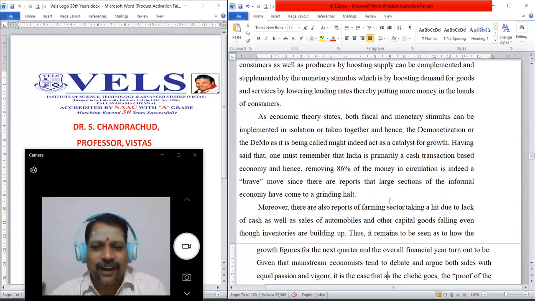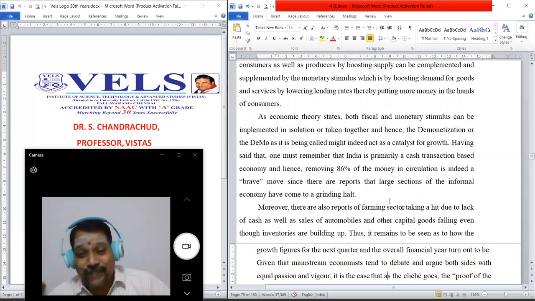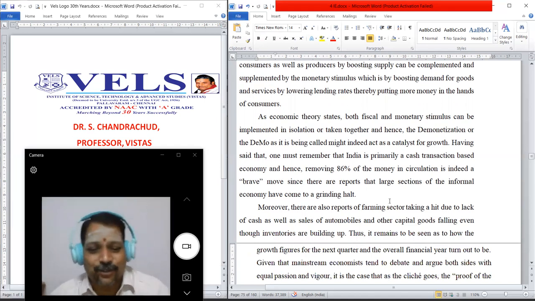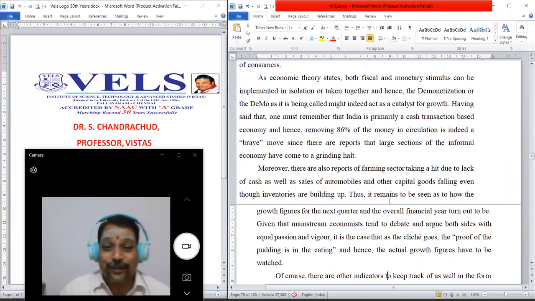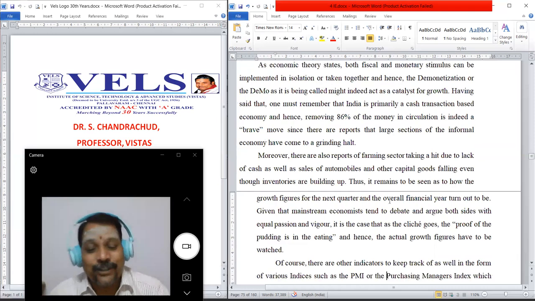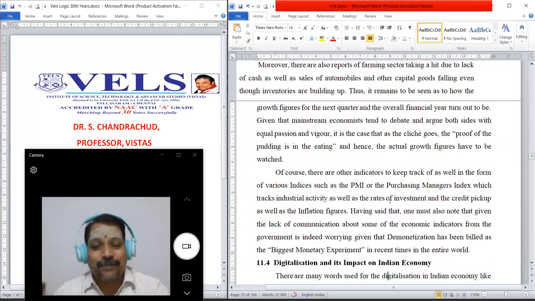Moreover, some reports say the farming sector took a hit because of the lack of cash, because the agriculture sector suffered, and there was a very huge impact on automobiles, and some capital goods companies also found it difficult to move with the working capital, even though the circulation of money is more, because people are not ready to invest in that particular uncertain situation. The stock market got affected. So these are all the impacts of demonetization.